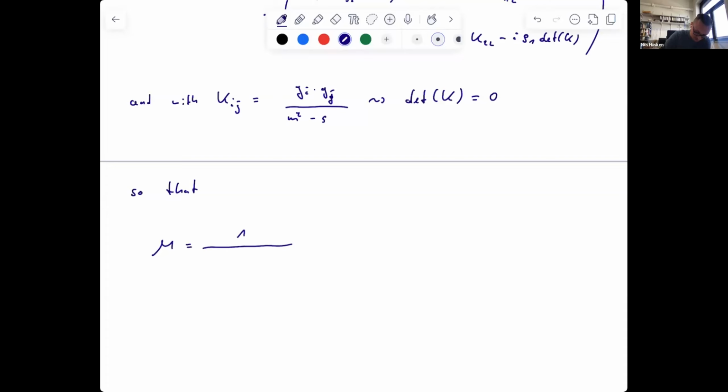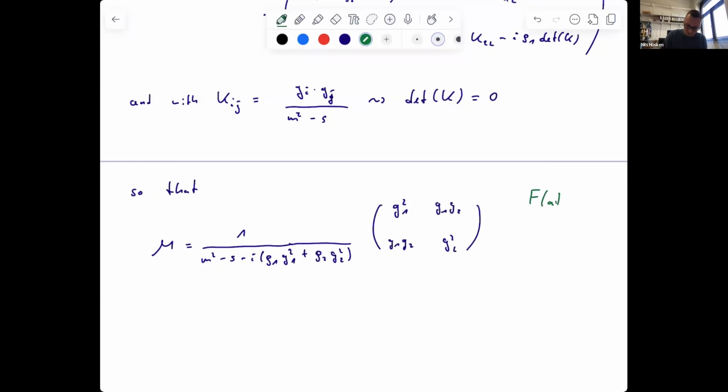We have 1 divided by M squared minus S minus I times rho 1 times G1 squared plus rho 2 times G2 squared, multiplied by the matrix of coupling constants. So that's G1 squared, G2 squared, G1 G2, G1 G2. And so this is what we all just know under the expression Flatte formula. It's nothing but the K matrix for a single resonance coupling to two channels.